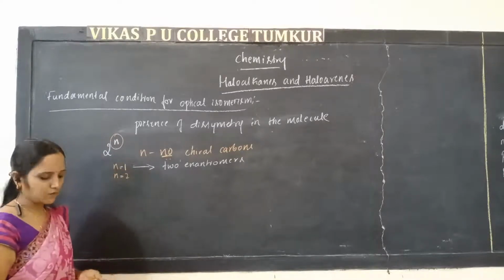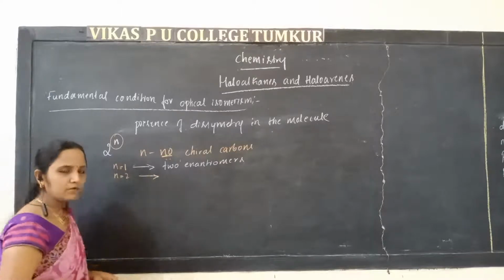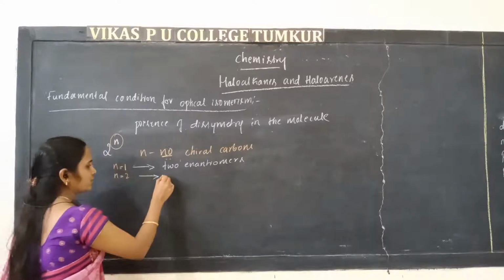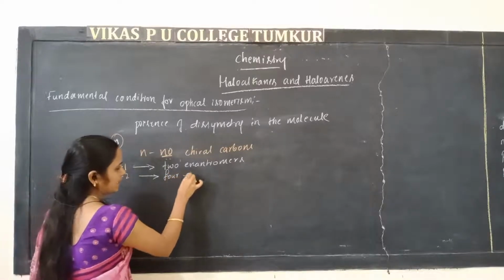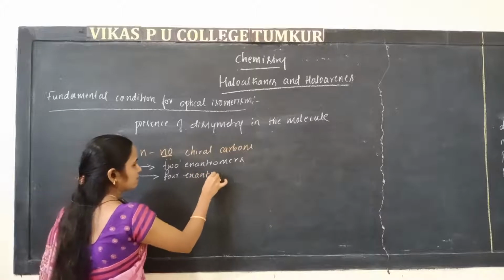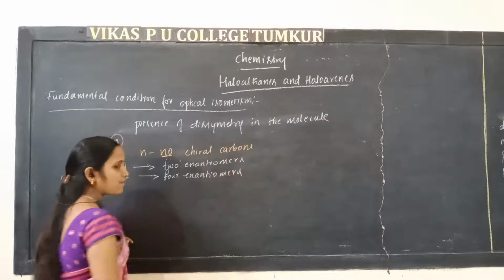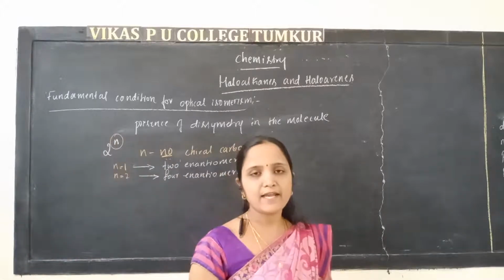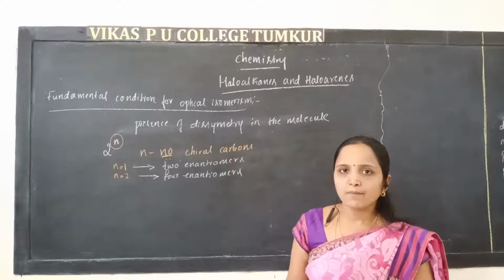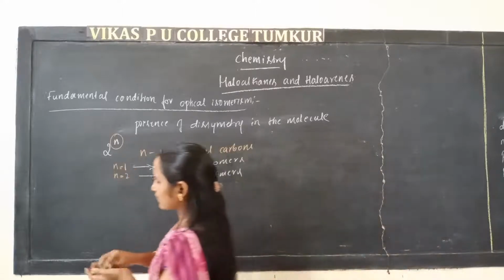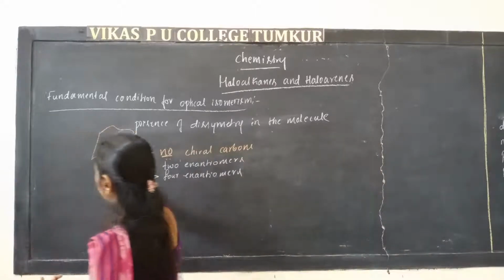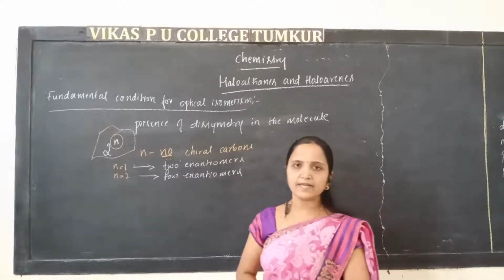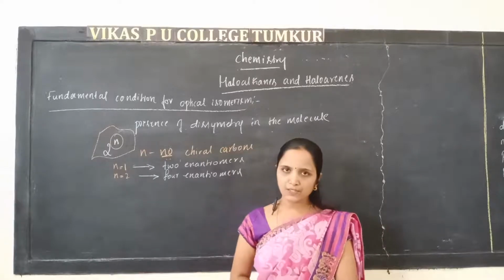If n is equal to 2, the molecule is going to exhibit 2 squared, that is 4 enantiomers. Like this, we calculate the number of enantiomers that can be exhibited by a molecule using the formula 2 to the power of n.